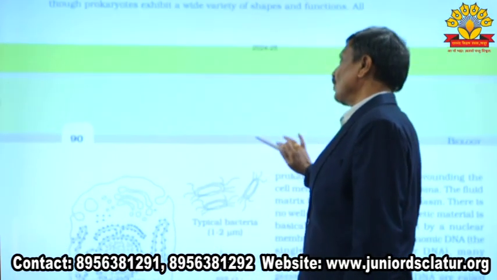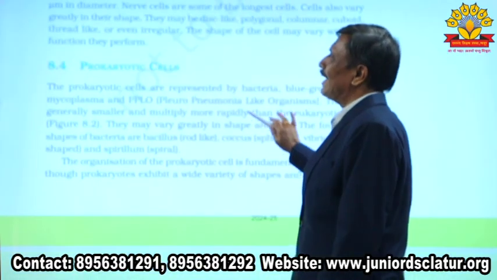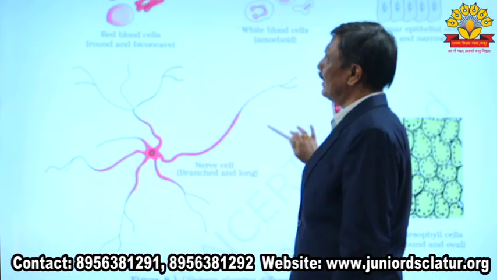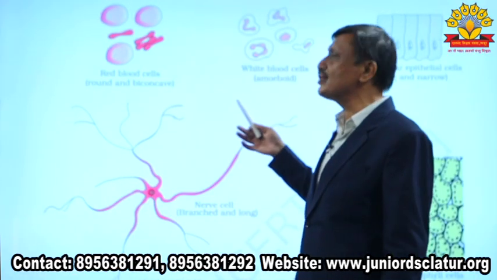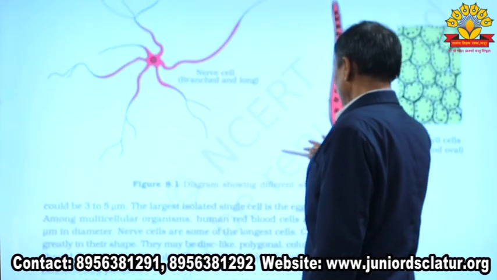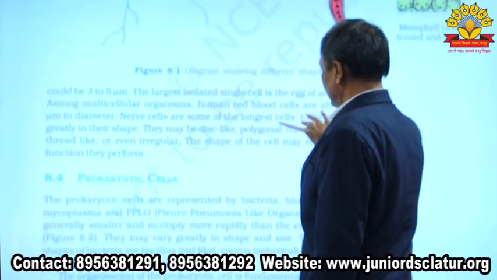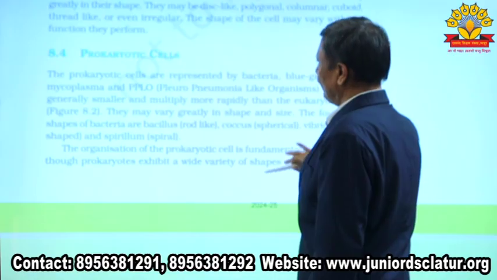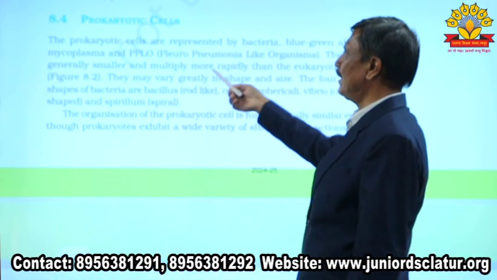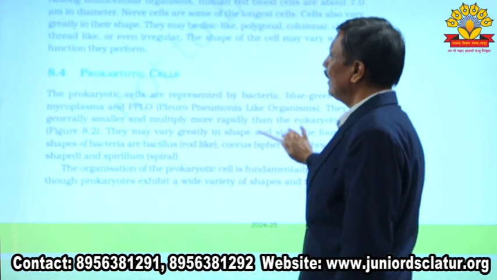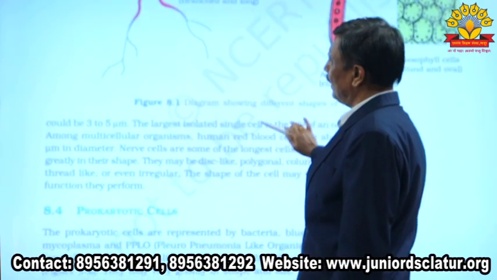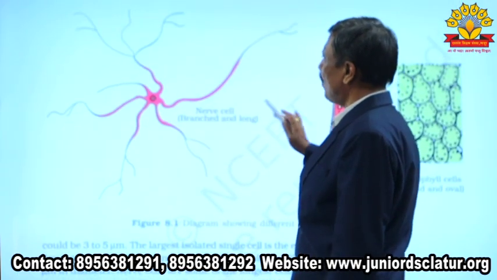In the examination, the question will be asked, what is the largest cell in the animal kingdom? Largest cell in the animal kingdom is the ostrich egg. What is the smallest cell in the animal? In the animal kingdom or in the living thing, what is the smallest cell? That is mycoplasma cell, pleuropneumonia like cell. These are the smallest cells. And in case of human being, egg of human being is smallest cell.